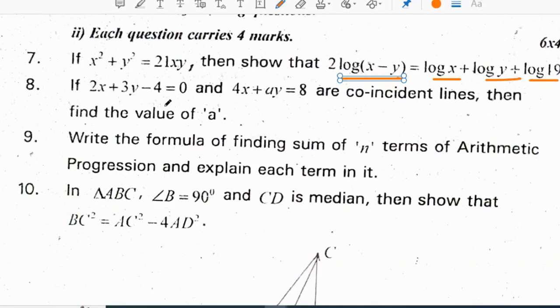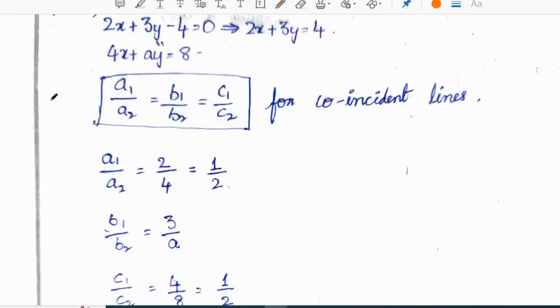Eighth question, if 2x plus 3y minus 4 is equal to 0 and 4x plus ay is equal to 8 are coincident lines, then find the value of a. So this is the condition of coincident lines. So the two equations are 2x plus 3y minus 4 is equal to 0, 4x plus ay is equal to 8. When minus 4 goes to the other side, it will become plus 4.